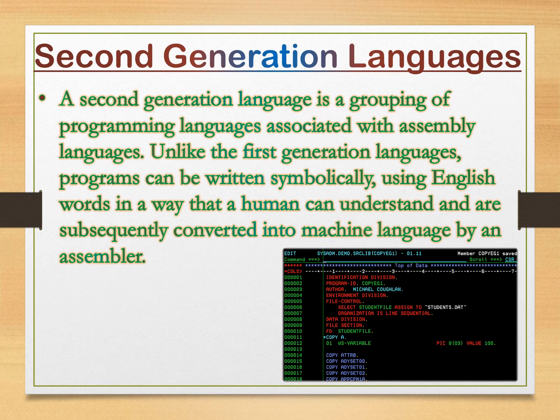Second generation languages. A second generation language is a grouping of programming languages associated with assembly languages. Unlike the first generation languages, programs can be written symbolically using English words in a way that humans can understand and are subsequently converted into machine language by an assembler.